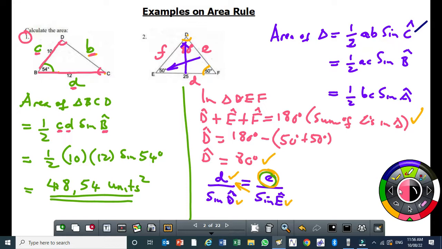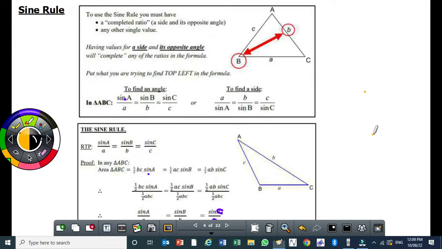Now, it's not always that you may be given an angle. You may not be given the size of an angle which you want, so you might have to use your knowledge of geometry of triangles in order to determine the size of an angle. So, in example 2, we have got a case where we want to calculate the area of triangle DEF. That I'll give you an opportunity.